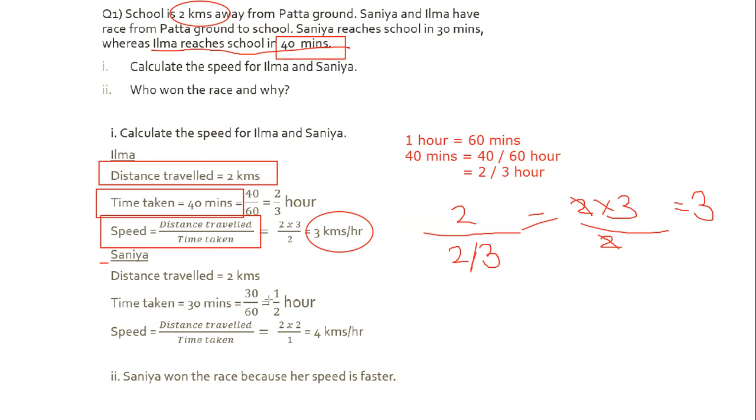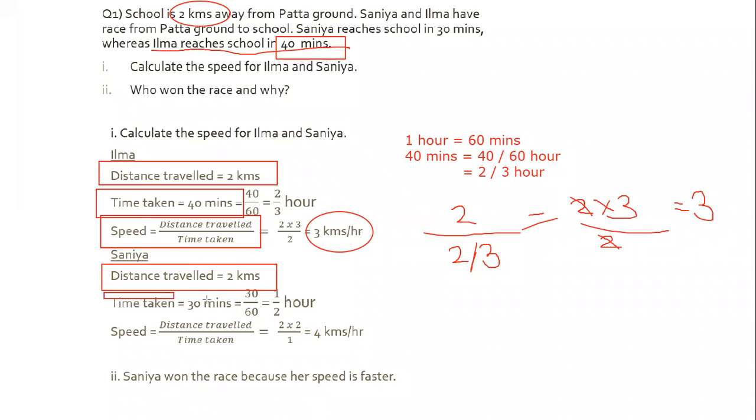First, we are going to find the distance. Sania is also going from Patta ground to school. That is why the distance will be the same. Ilma and Sania are both going to school from Patta ground. That is why the distance traveled will be the same for both of them, 2 kilometers.